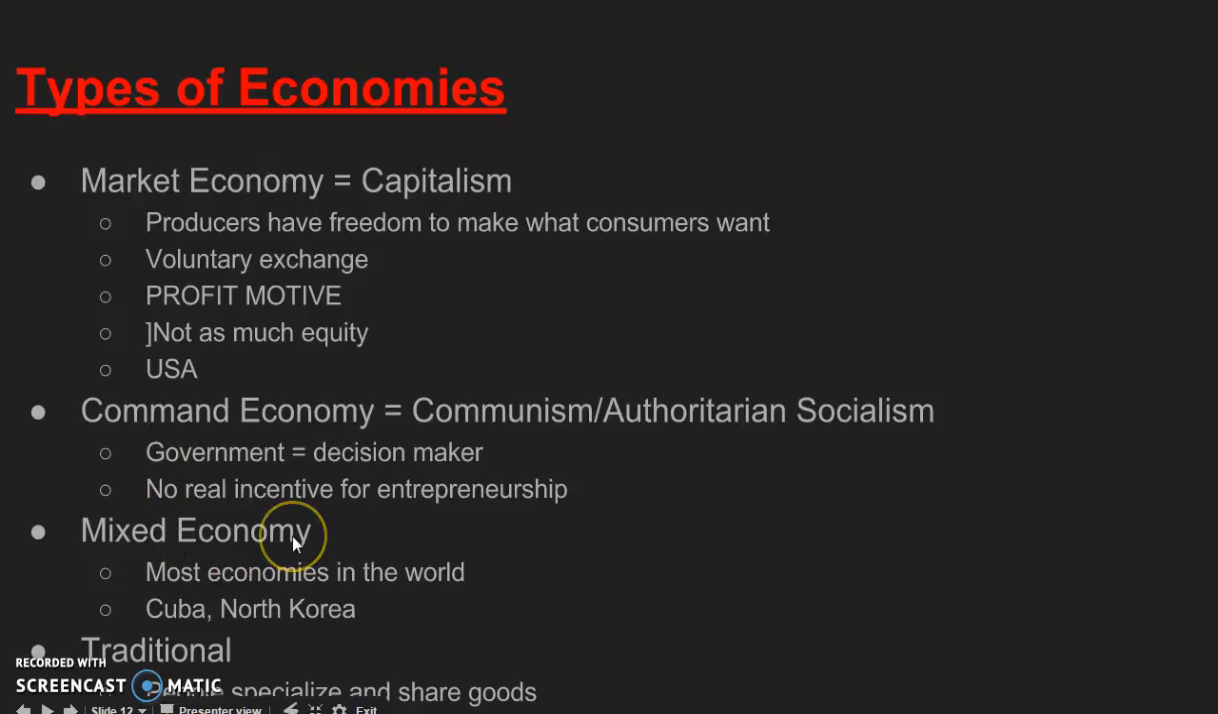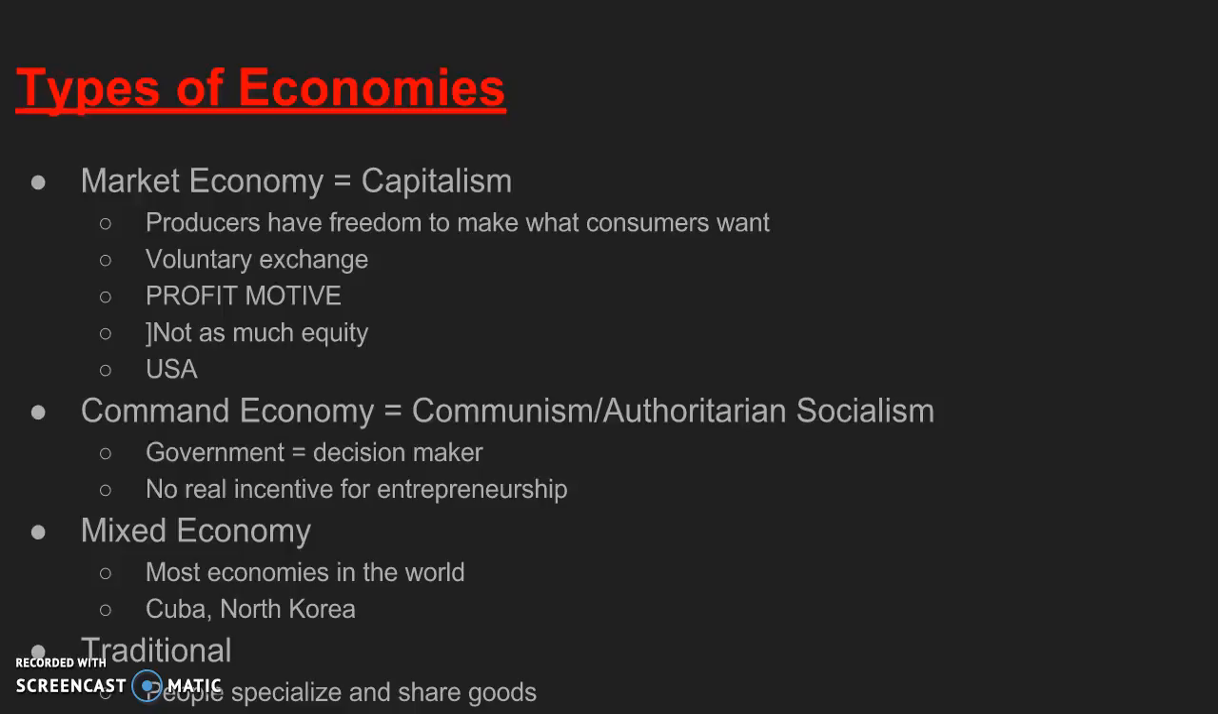But most economies in the world are mixed, where you have some freedom for producers and consumers to buy. When you go shopping, you can go shopping where you want. If you want to go to the grocery store, you can go to Kroger, you can go to Publix, you can go to Sam's, you can go to Walmart, you can go to Aldi, all these different shops. You can go to the farmer's market if you want. That's your freedom to make that choice.